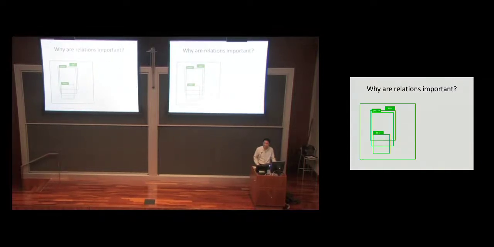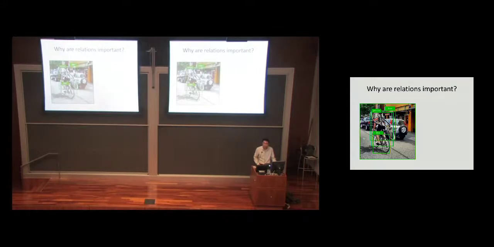But consider this example. There is one person and two bikes. What do you think is going on? Well, you probably can guess that the person is riding a bike. Yes, you're correct. But also, there is a bike riding a person. So if you ignore relationships, you're going to miss a lot of interesting stuff.